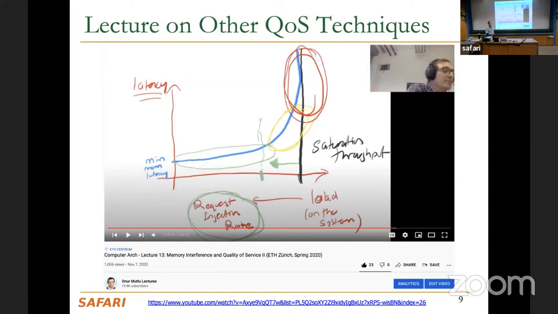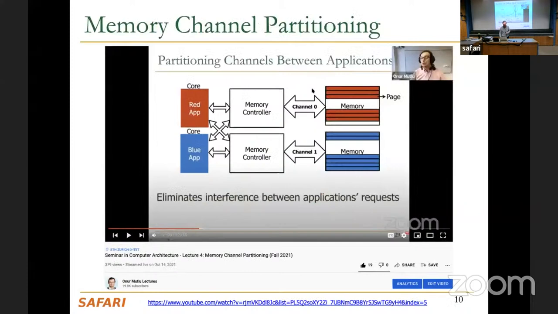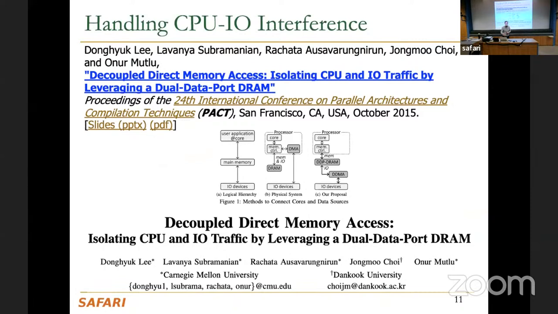And we're going to talk about approaches to solve this problem. Okay, memory channel partitioning. Hopefully, we'll get to at least this one today. And we'll talk about handling CPU and I/O interference. And this is the problem that Google has been reporting in their recent hotness paper, as we will discuss.